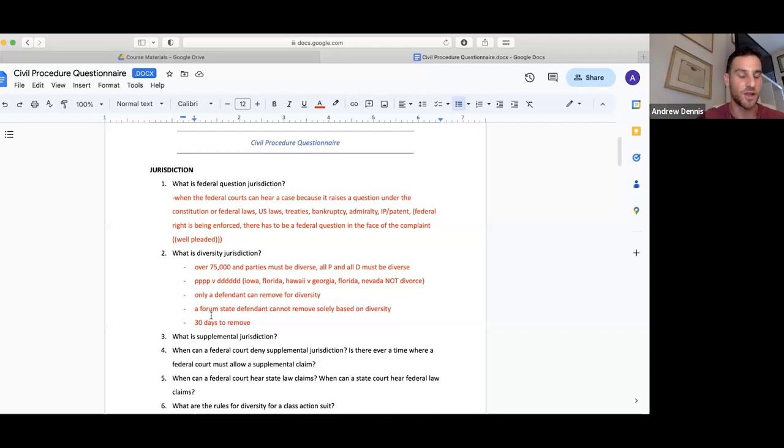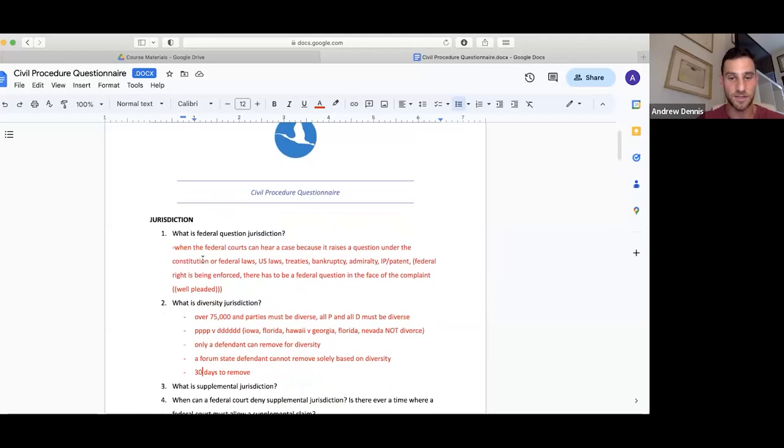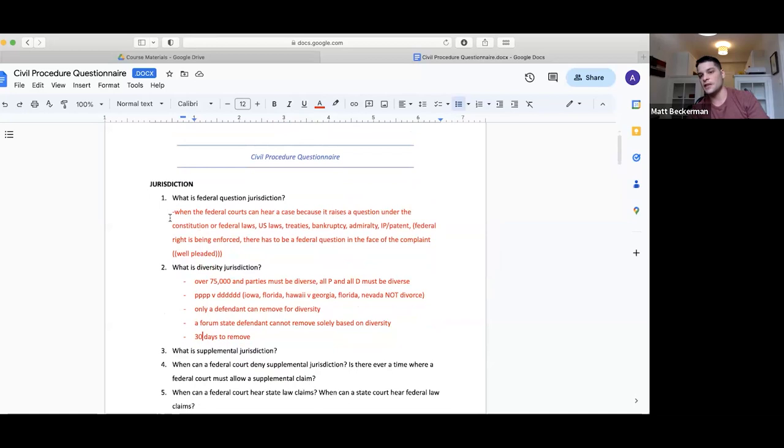Now, if there's a federal question presented and you're a forum state defendant, then of course you can remove. I'm saying of course, like it's super obvious, but yes, you can remove. Okay. I recognize how difficult this is for everyone because it was very difficult for me too. Does anyone know how $75,000 is calculated? How do they reach that?